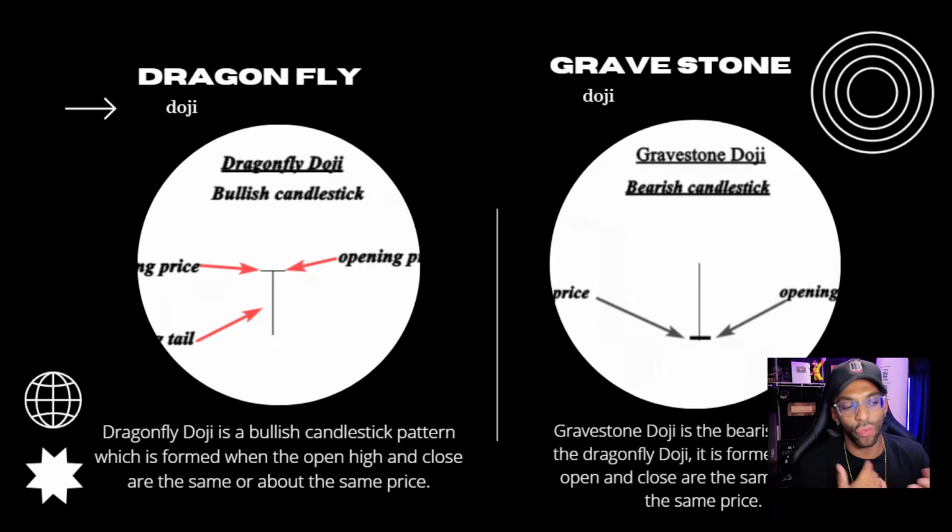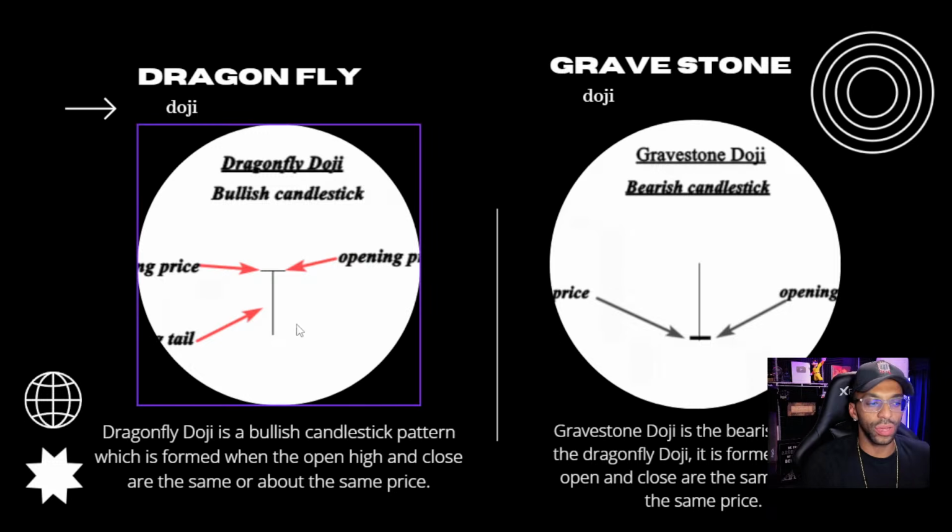So when you're looking at a dragonfly doji, it is a bullish candlestick pattern, which is formed when the open and close are at or just about the same price area. If you're looking at this, you can see you've got this huge wick to the bottom. So the market opened here, you had all of this movement within that candle, but it ended up closing almost at the same area, and it just so happened to be at the top of that candlestick. That is a bullish move.